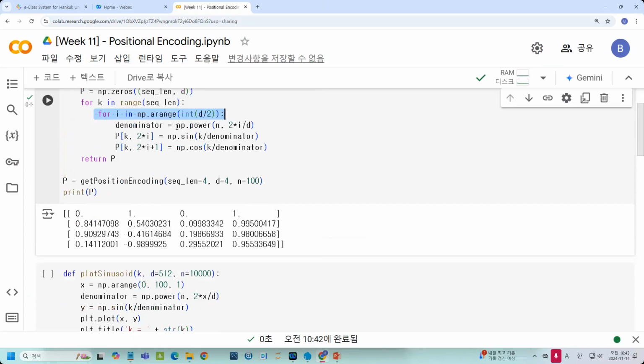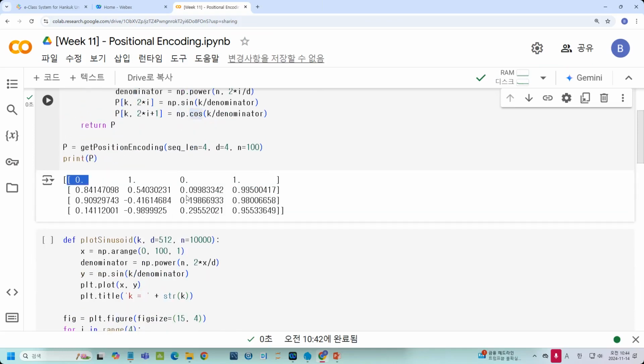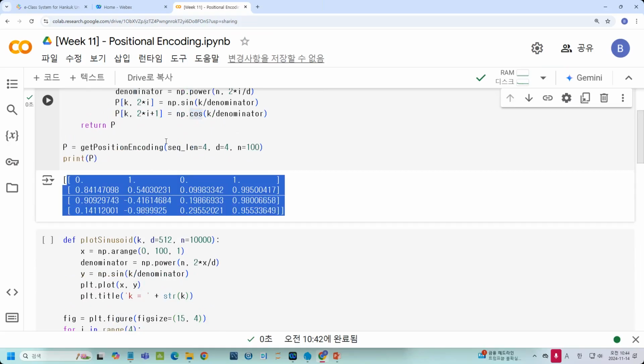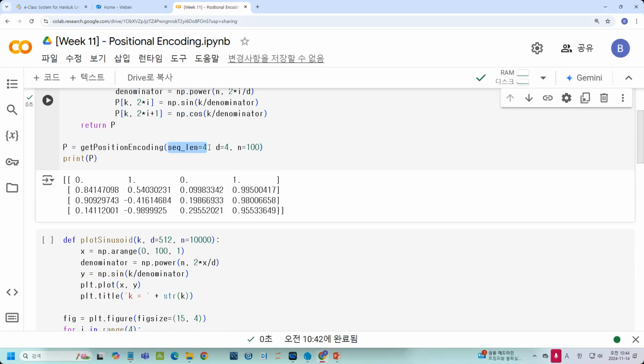So we can use this denominator, and then we calculate the positional encoding PE(k, 2i) and PE(k, 2i+1). The first is using the sine, and the second is using the cosine. After we calculate this, we get the positional encoding, where the data has a sequence length equal to 4, d equals 4, and n equals 1.